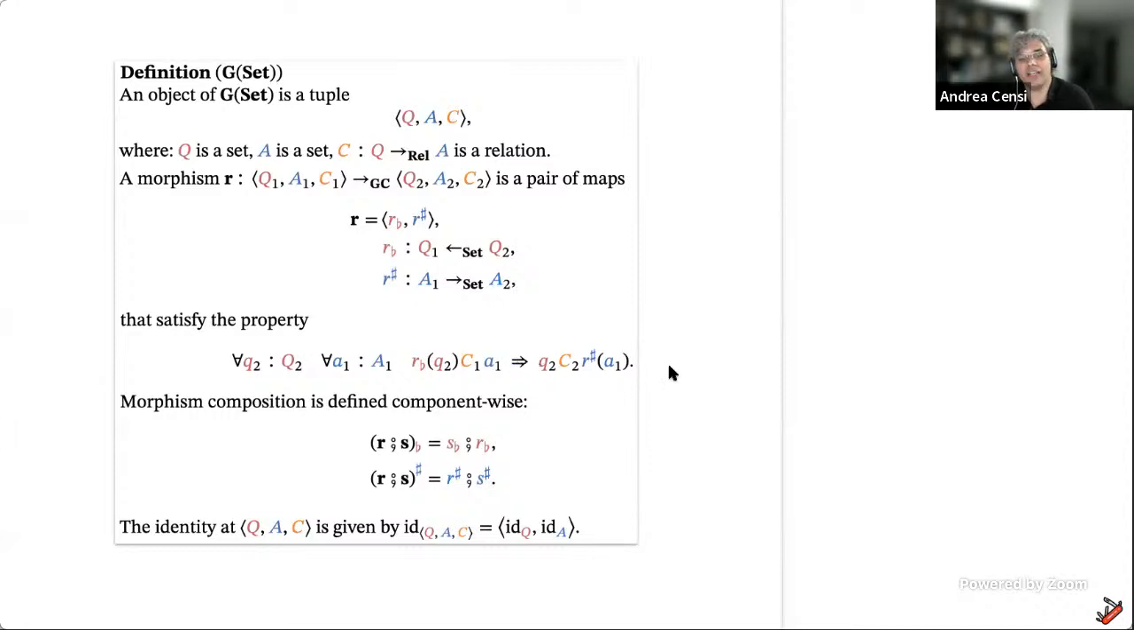Now, before I read the condition, I'll give you the interpretation. I use different letters than the original paper because I like the questions and answers interpretation, where you say Q is a set of questions, A is a set of answers, and C is a correctness relation. So if you have QCA, it means that A is a good answer for Q.